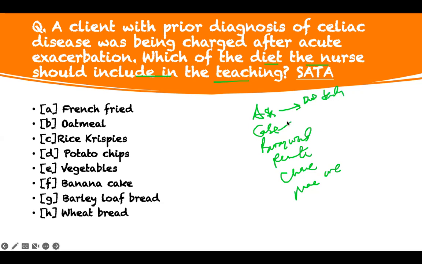What is the case? Then you read the rest, because you want to know the scenario. Where is the patient? Is he at home, getting a phone call, in the emergency room or in the hospital? A client with prior diagnosis of celiac disease, was being discharged after acute exacerbation. Which diet should the nurse include? So we are in a hospital. He had celiac disease and he has exacerbation, so he's going to be discharged.